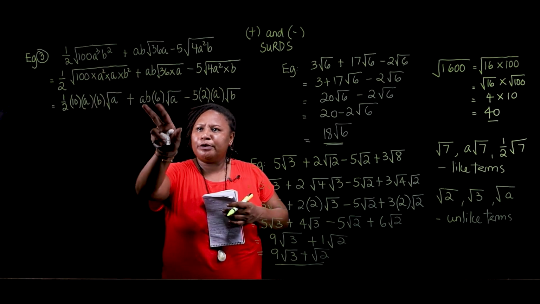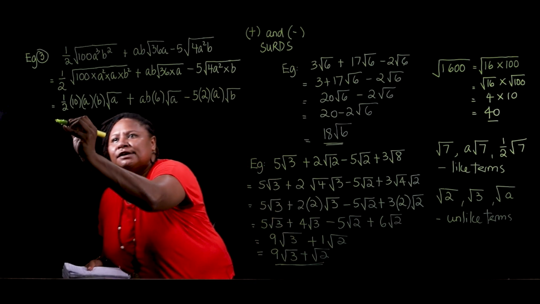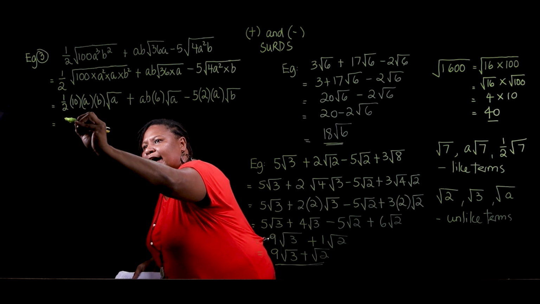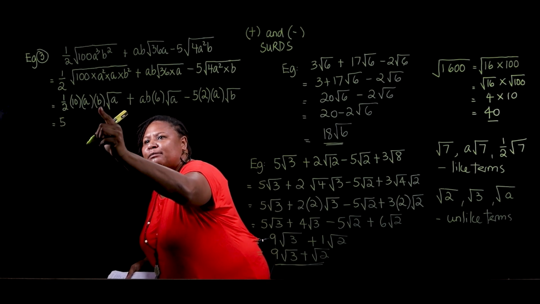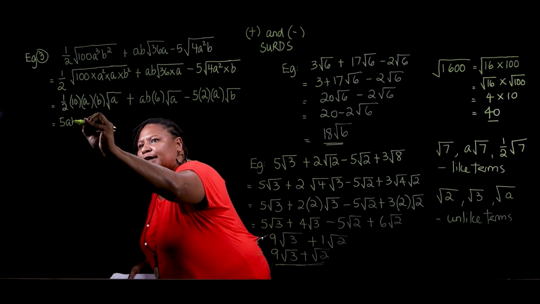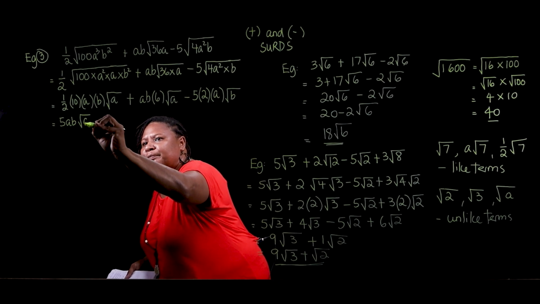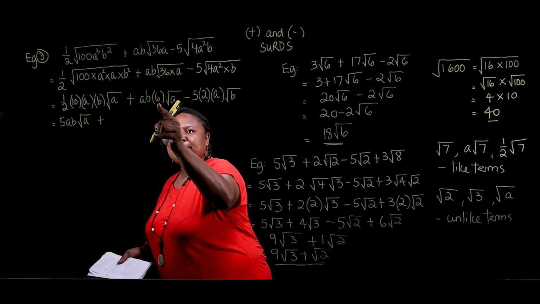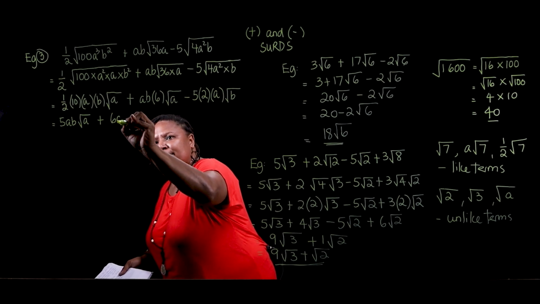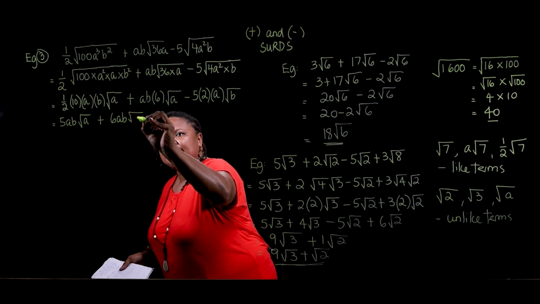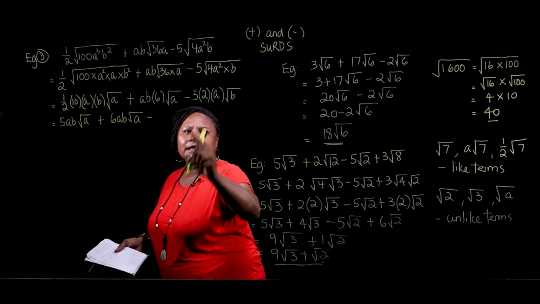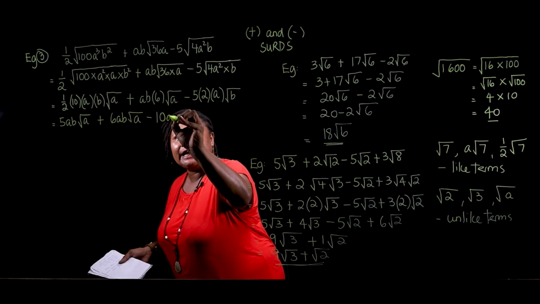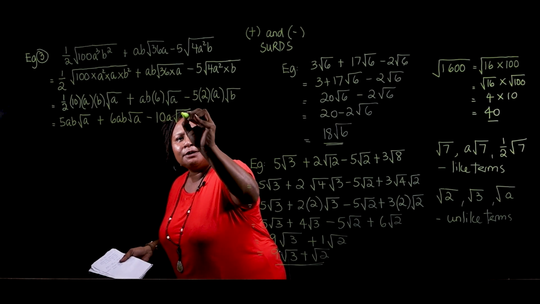All right? Now we remove these brackets here. So we have half of 10, which is 5, multiplied by ab will be 5ab root a, okay, plus ab times 6 will give us 6ab root a minus 5 times 2 is 10 times a will give us 10a root b.